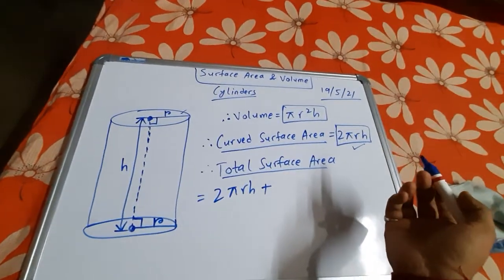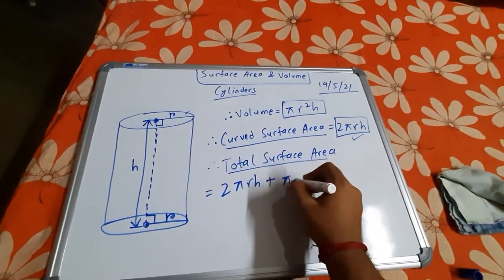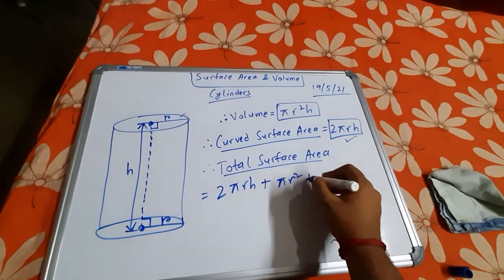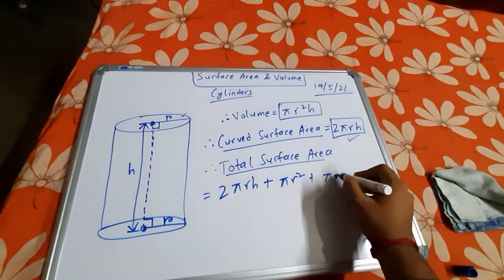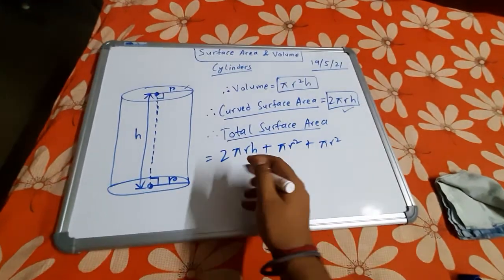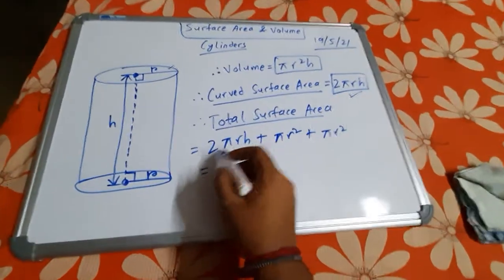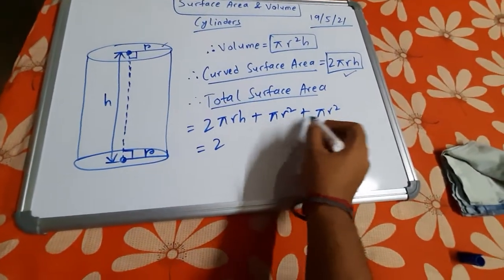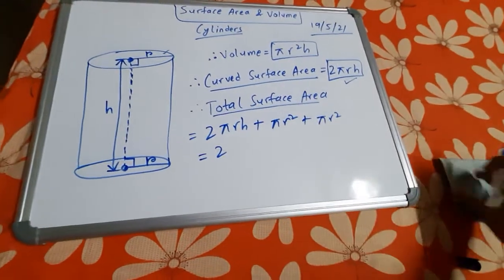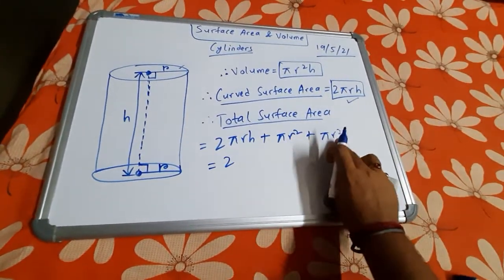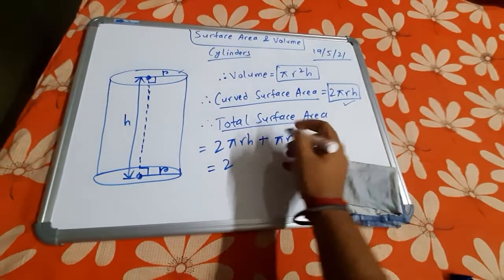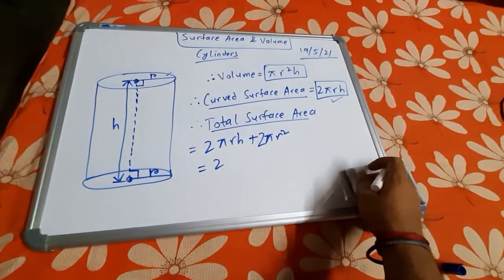Now, what do you know about the area of circles? The area of a circle is pi r square for the first one, that means the top one, and another pi r square for the bottom one. Okay, now let's formulate it. We will add these: pi r square plus pi r square will form 2 pi r square. So I am writing 2 over here only. Okay, 2 pi r square.